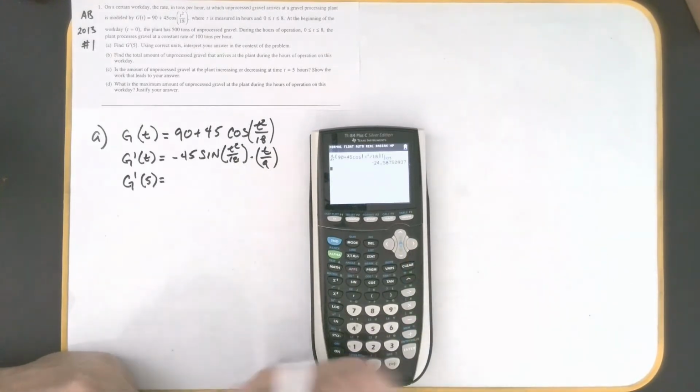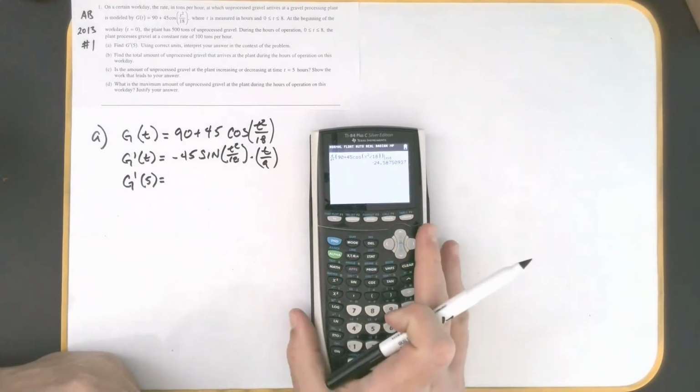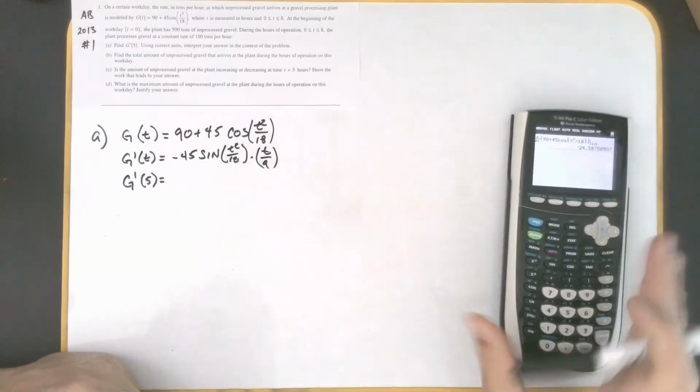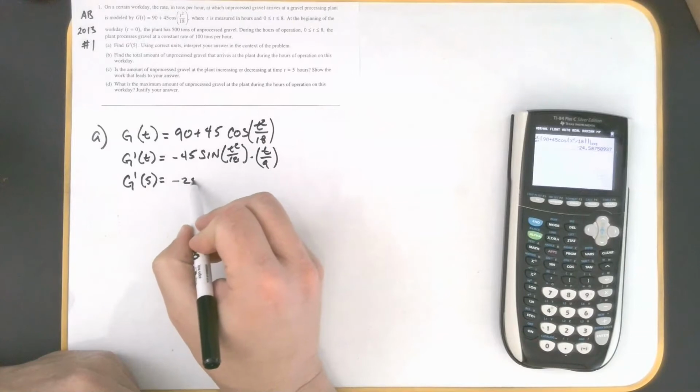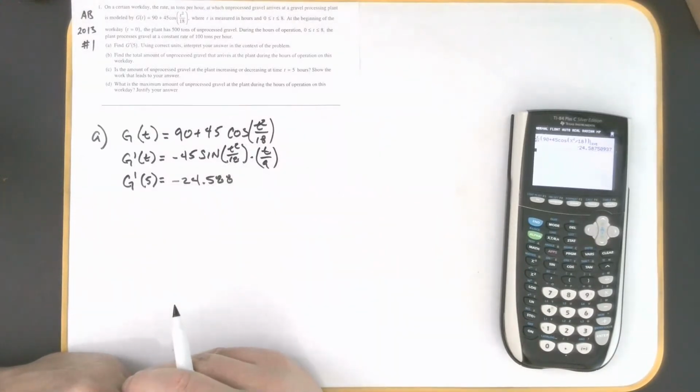Taking advantage of technology here, we get negative 24.5875. We'll round that up to negative 24.588. And then we're going to have to label this and explain exactly what we did here.